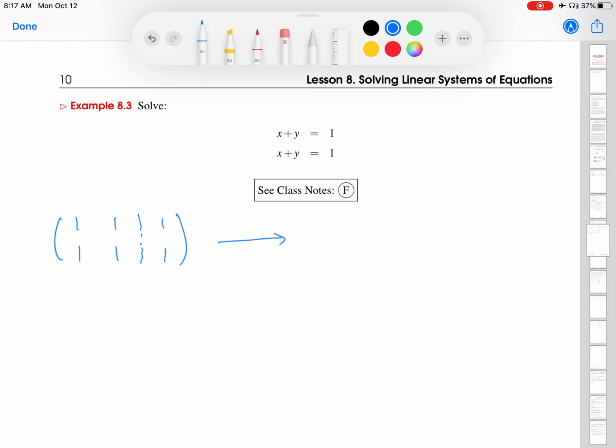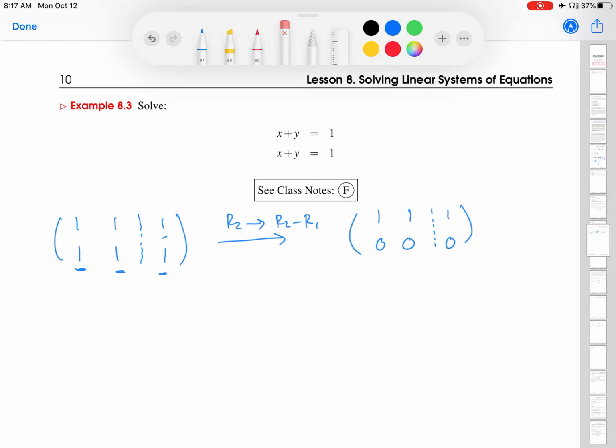First thing I'm going to do is say row 2 is replaced by row 2 minus row 1. And then what happens? I'm not changing the first row, so I will keep that the same. And I'm subtracting the first row from the second. So 1 minus 1, 0. 1 minus 1, 0. And 1 minus 1, 0.